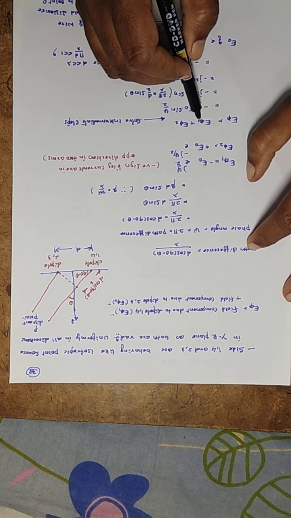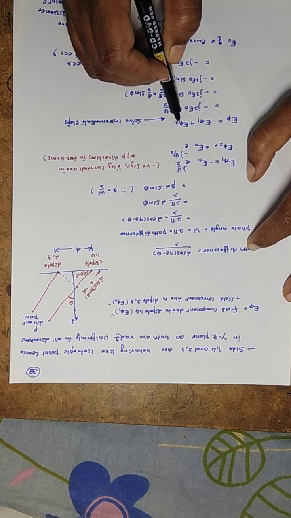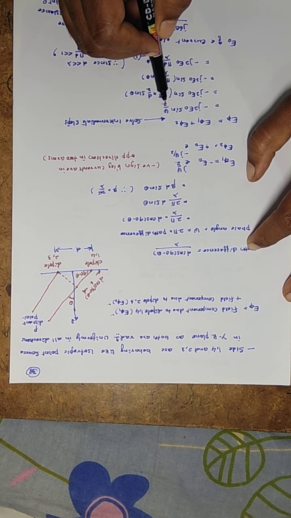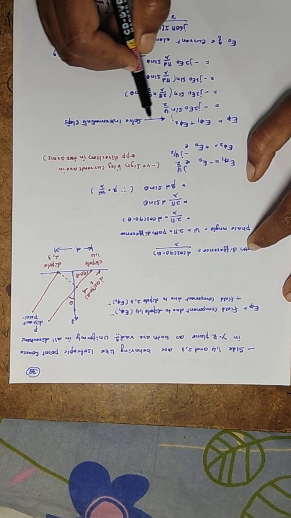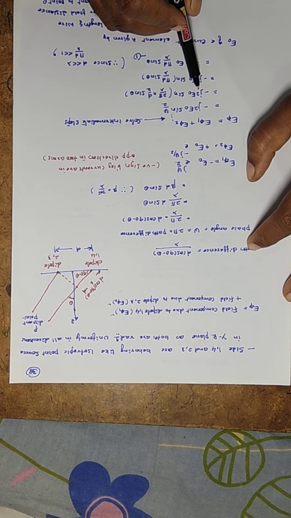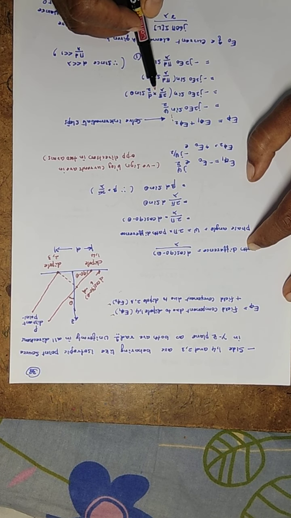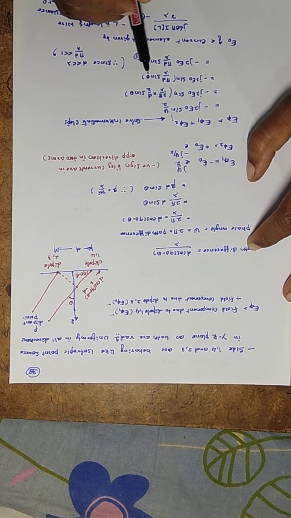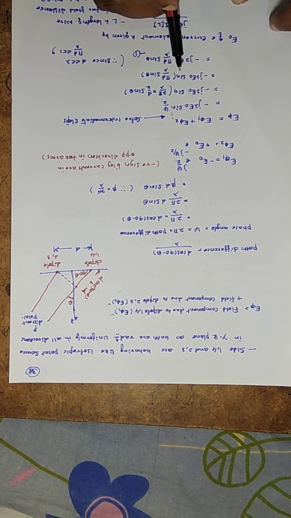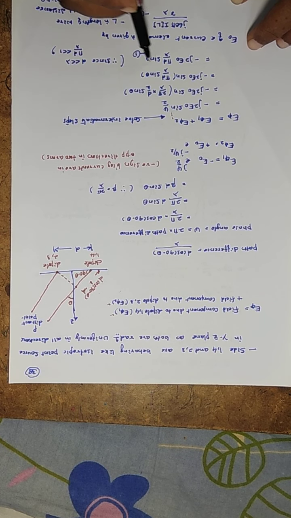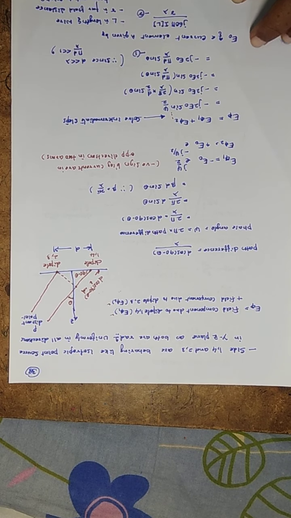Then the total field will be the sum of this one and this one. If I add these two, you will get j2 E naught sin phi by 2. The intermediate steps you have to solve out. Then I will replace phi by 2 pi by lambda into d sin theta. This is a simplification, because in sin of pi d by lambda into sin theta, since d is very small compared to lambda, pi d by lambda will be very small. As a result, this whole quantity will be sin theta.